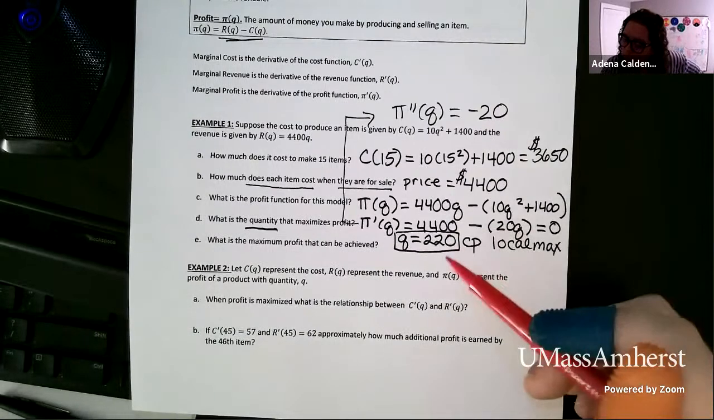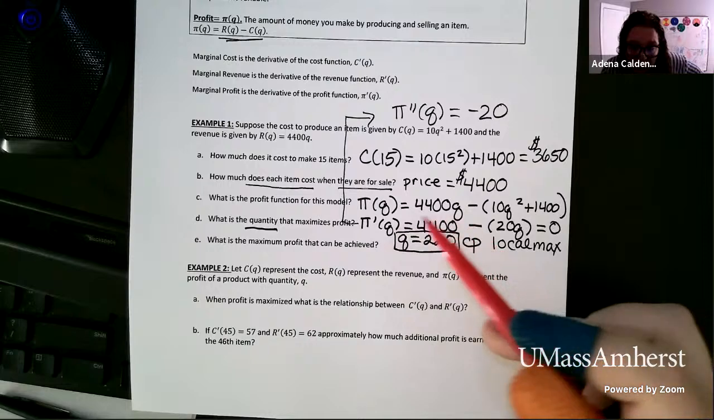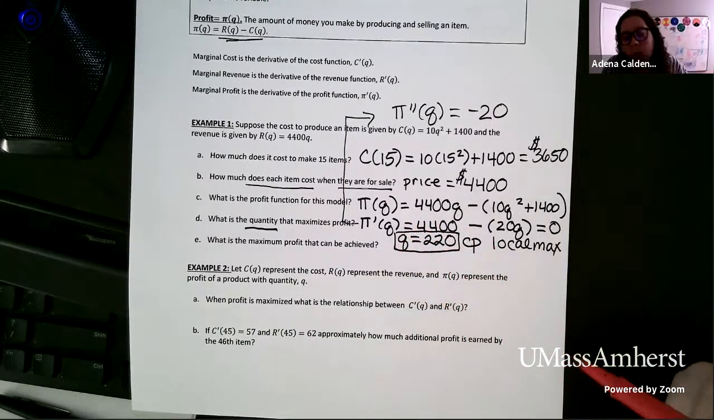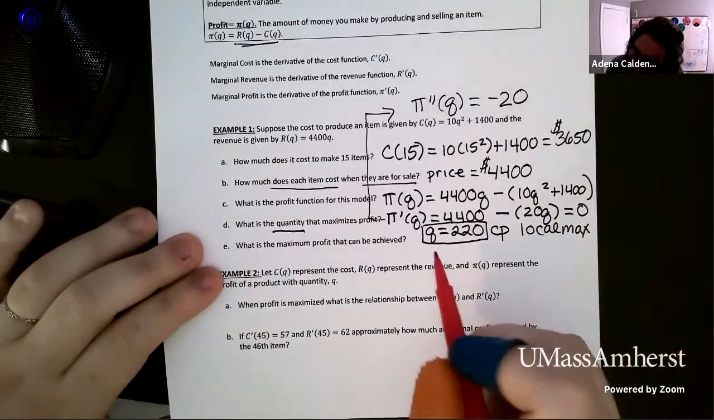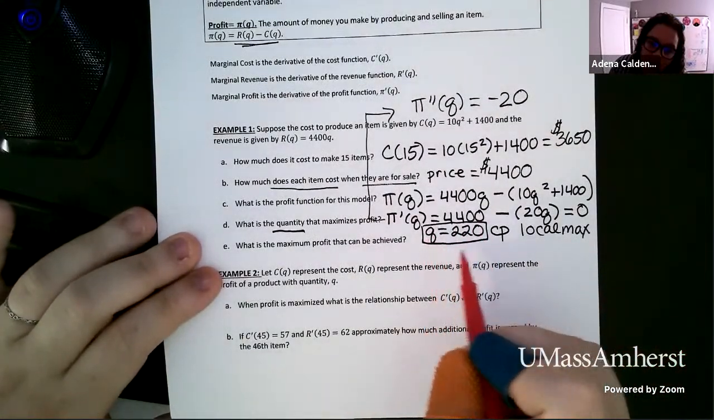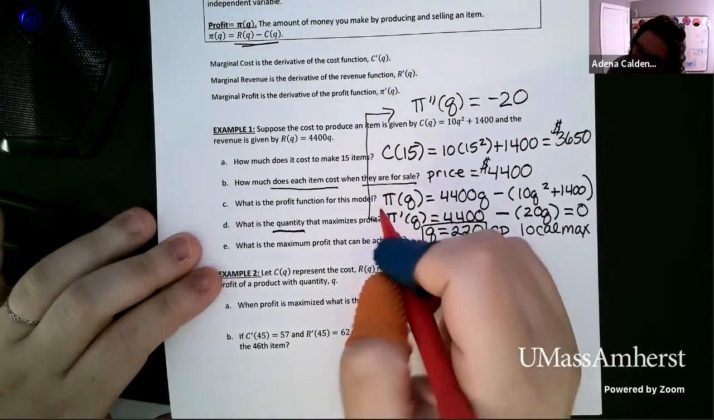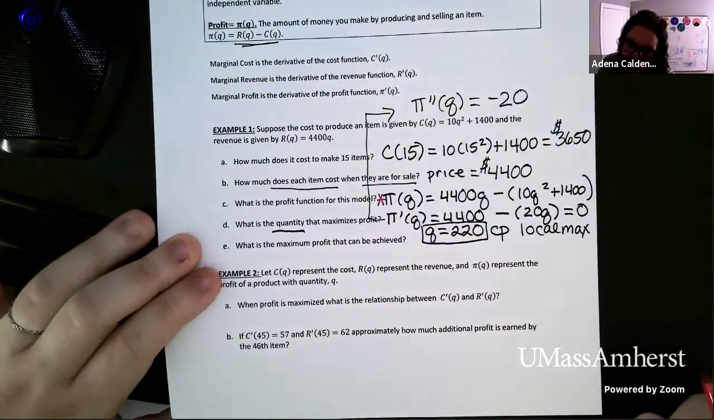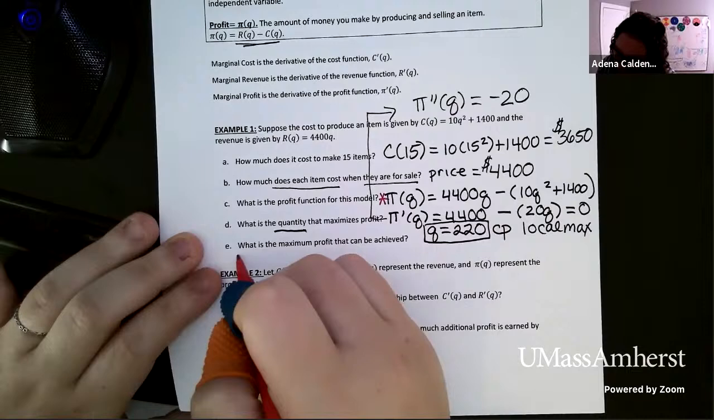Now that's different than part E, which says, what is the maximum profit? So we know how many we have to make to maximize the profit, but what is the actual amount of money that we are going to bring in? So what we need to do is take this value of 220 and plug it back into the profit function to get that profit.